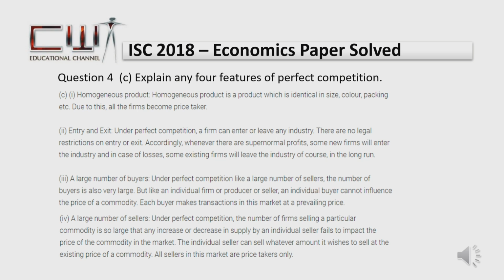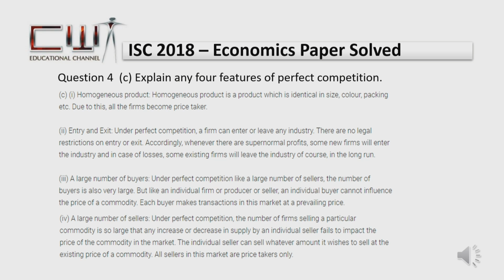Entry and exit. Under perfect competition, a firm can freely enter or leave any industry. There are no legal restrictions on entry or exit of firms. Accordingly, whenever there are supernormal profits, some new firms will enter the industry, and in case of losses, some existing firms will leave the industry in the long run.